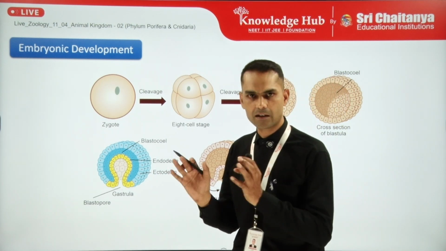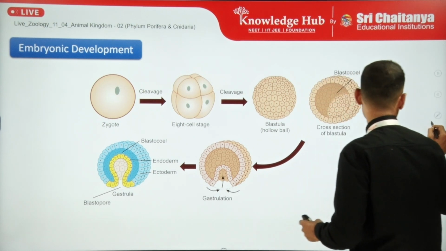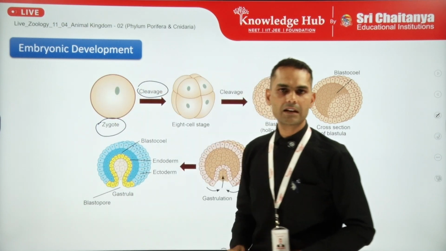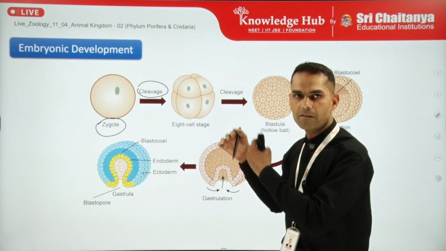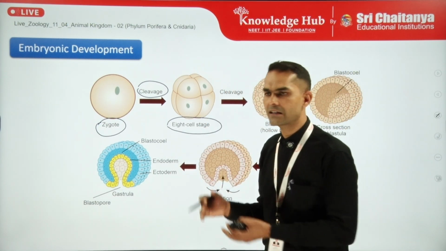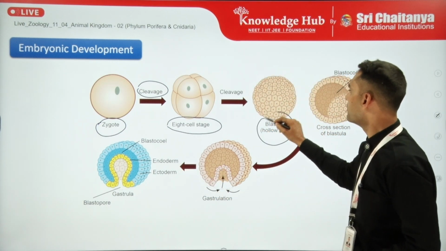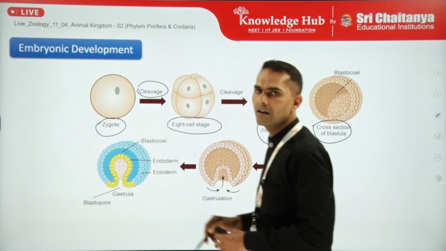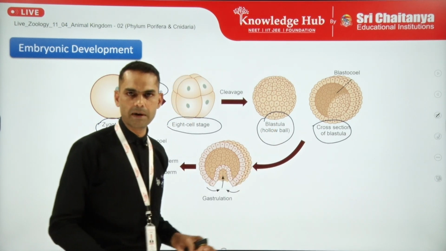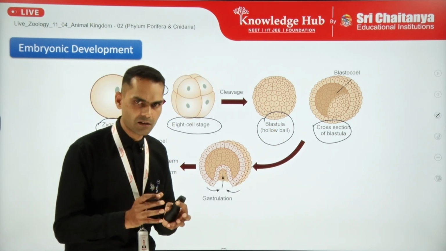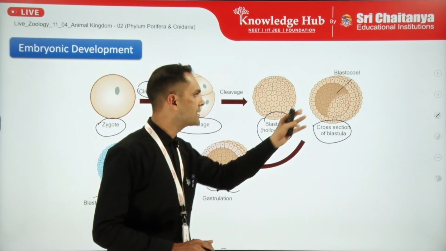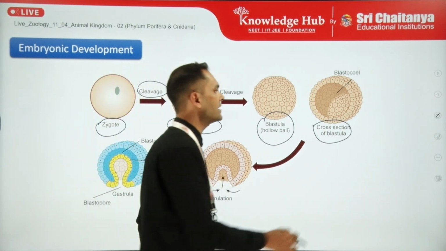As you can see, during embryonic development, fertilization occurs by the fusion of male and female gametes. As a result, a zygote is formed, and the zygote develops through cleavages, which are mitotic divisions. Various cell stages are formed like the 2-cell stage, 4-cell stage, 8-cell stage, and similarly morula and blastula. The blastula is a hollow ball of cells, and if we take a cross section of it, we can see in the center a cavity called the blastocoel.